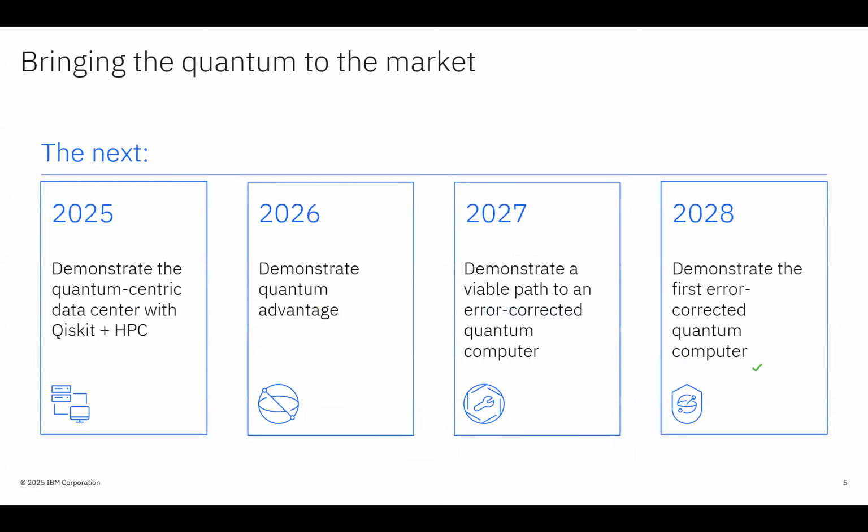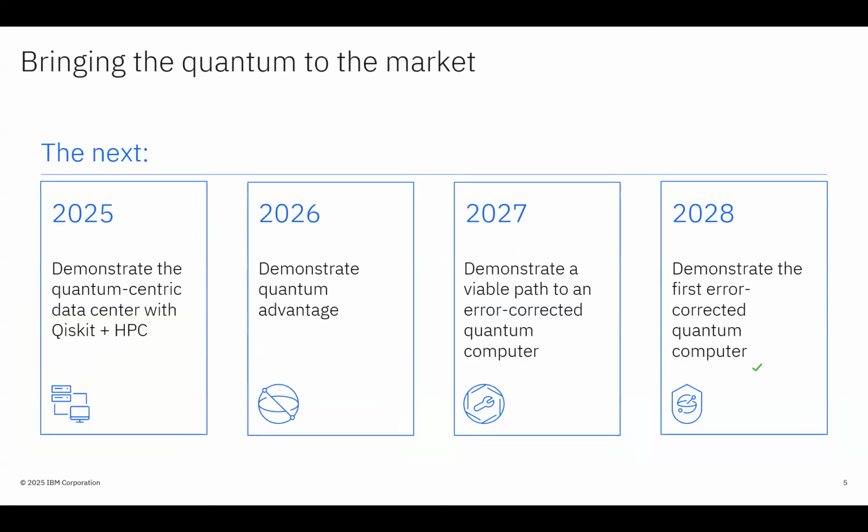So a little bit about the roadmap. This is a short roadmap. I just want to show you where we are heading for the next 4 or 5 years. First of all, in 2025, we demonstrate the possibility to connect the quantum-centric data center with HPC. I will show you how it works, and how you can deliver it via Qiskit as well.